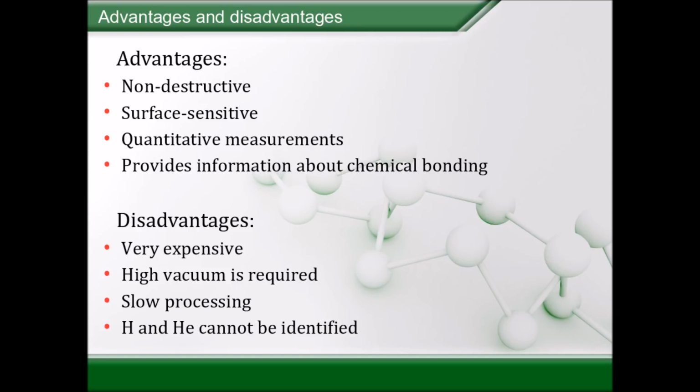The first advantage is that it is a non-destructive method as well as a surface-sensitive method, so it is very helpful to do an elemental mapping, for example. Another advantage is that it provides us with quantitative measurements, and it gives us information about chemical bonding and chemical composition of a molecule. On the other hand, it has some disadvantages as well.